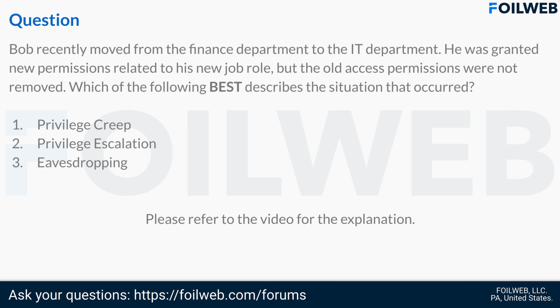Eavesdropping is the act of secretly listening to the communication between two systems. Eavesdropping may breach the confidentiality of information. Let's see option number 1 now. Privilege creep is the gradual accumulation of access rights beyond what individuals need to do their jobs as a result of previous access rules not being removed. This is exactly what happened here, and hence option number 1 is the best answer choice for the question.